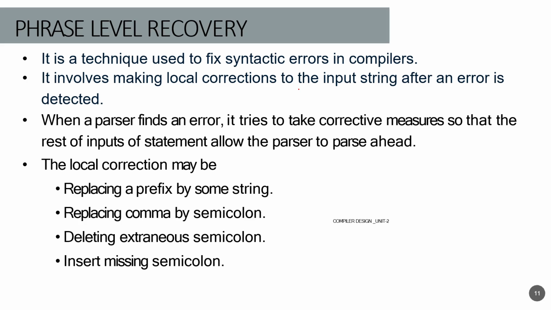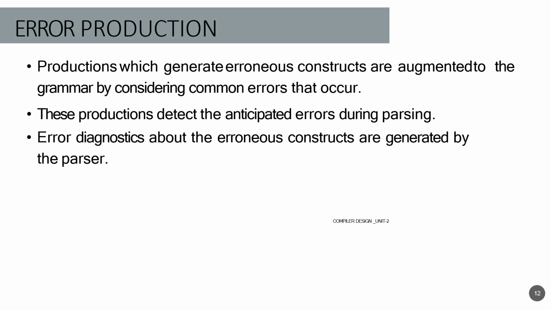Second one: replacing a comma by a semicolon, deleting an extraneous semicolon, inserting a missing semicolon. These are the phrase level recovery. Third one is error production.